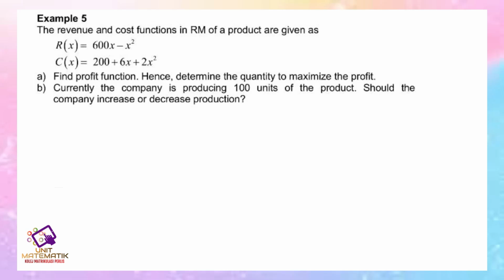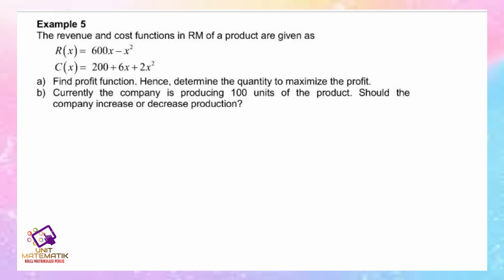Example 5. The revenue and the cost function in RM of a product are given as R(x) = 600x − x² and C(x) = 200 + 6x + 2x². For A, find the profit function, hence determine the quantity to maximize the profit. And for B, currently the company is producing 100 units of the product. Should the company increase or decrease production?